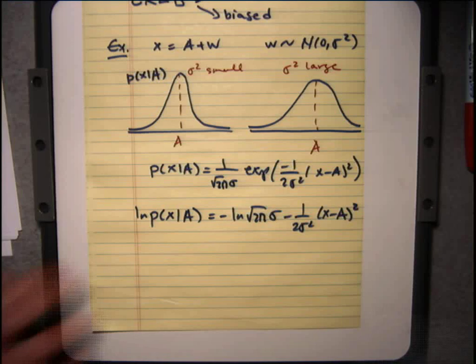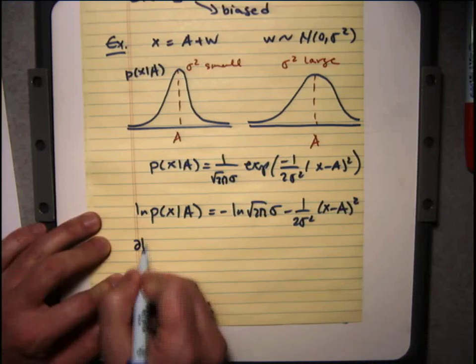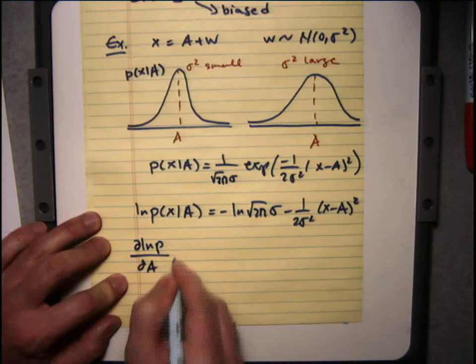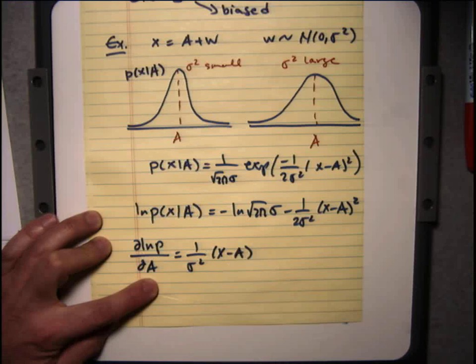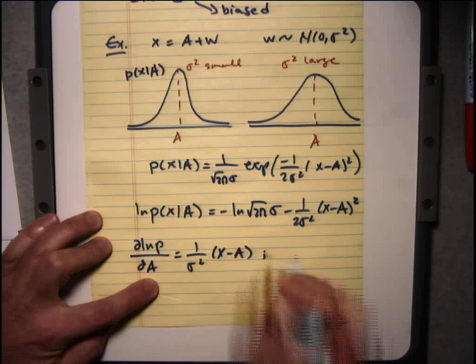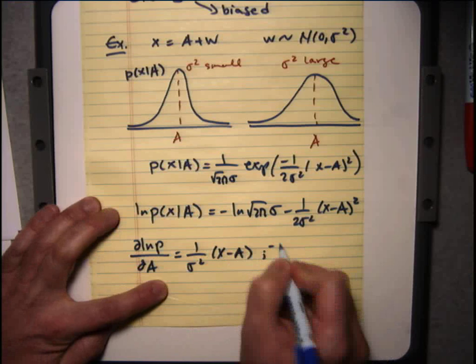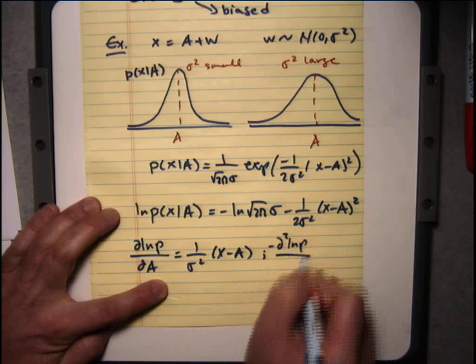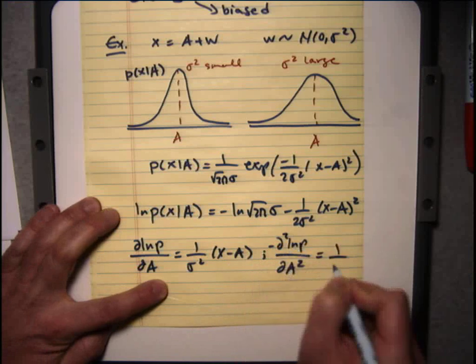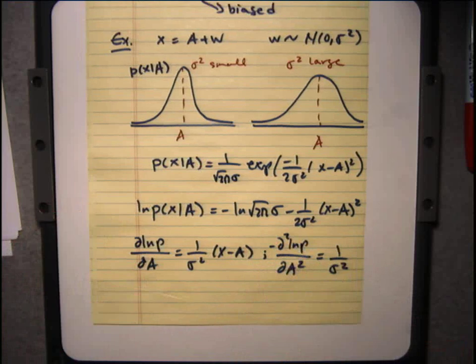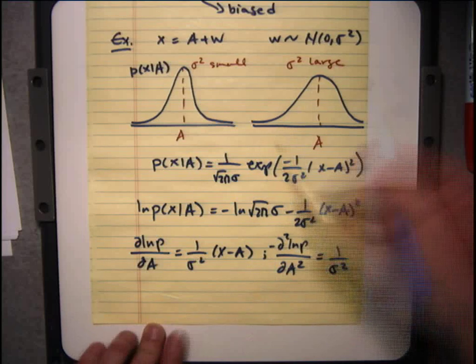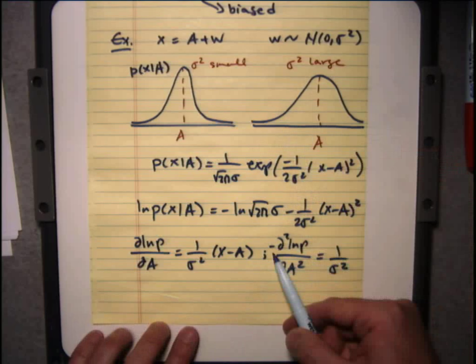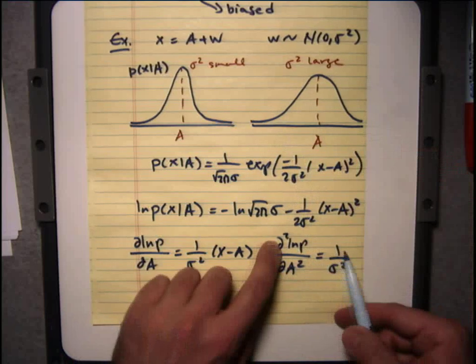So let's take a look at the first derivative. This is 1 over sigma squared times (x minus A). And then if you compute the second derivative, let's put a negative sign in front of it. This is 1 over sigma squared. Now I put a negative sign in front of it because I know that this is a maximum as opposed to a minimum, so because it's a maximum, the second derivative would turn out to be negative, so I move the negative to this side.